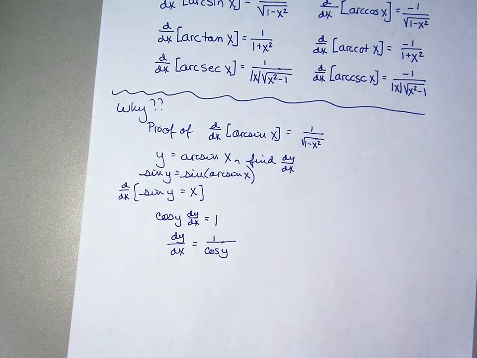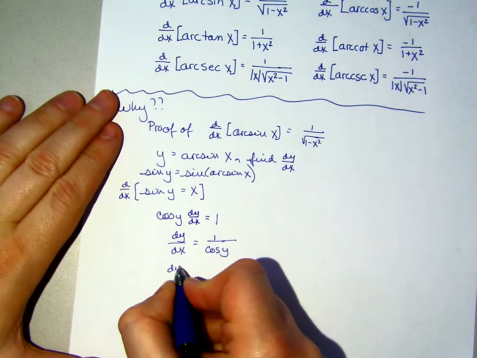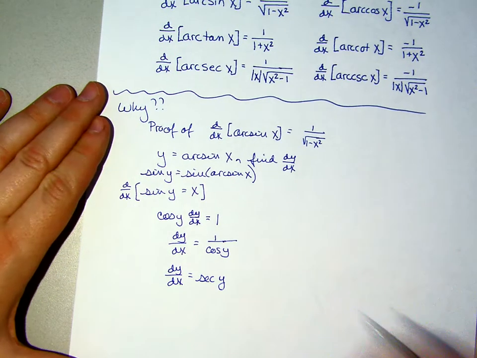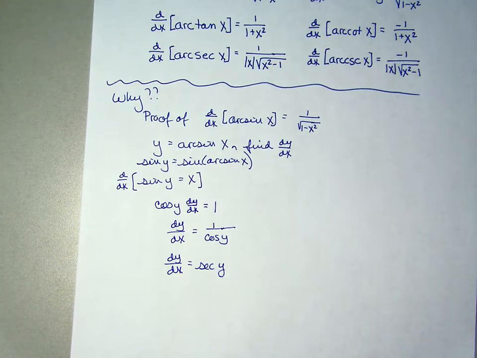That doesn't seem okay. We shouldn't really have a y in the answer. We should just have x things in the answer. First, are you okay with saying 1 over the cosine of y is the same as some other trig function? In particular, what trig function is 1 over cosine? Secant. This is just saying the secant of y. But again, that's still no good. I can't have a y in my answer.